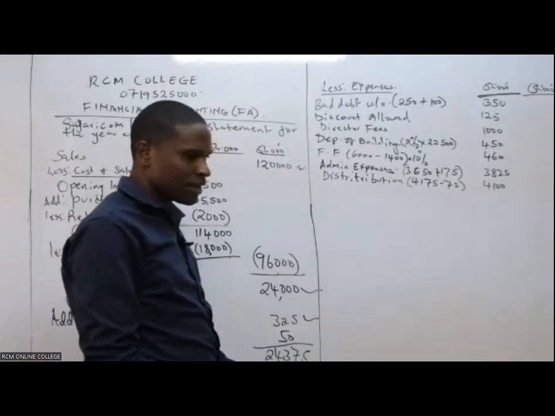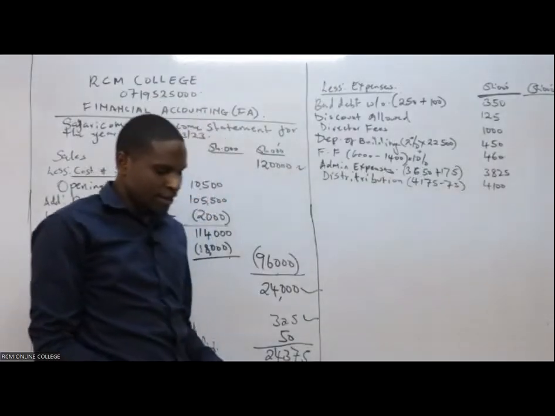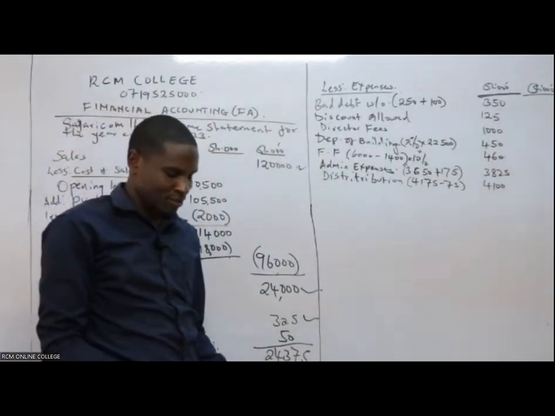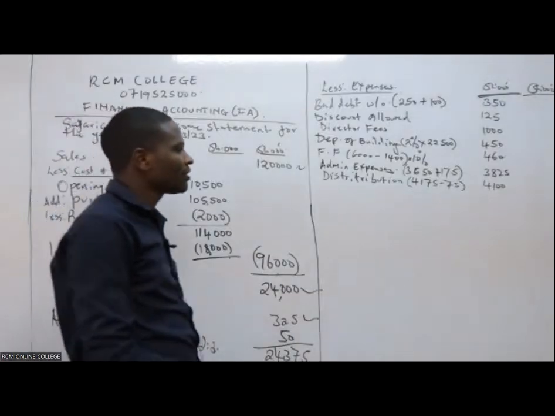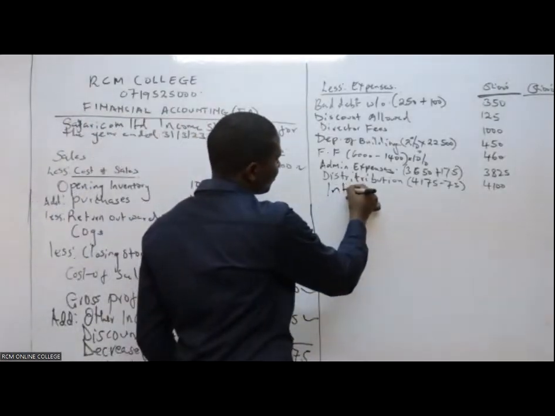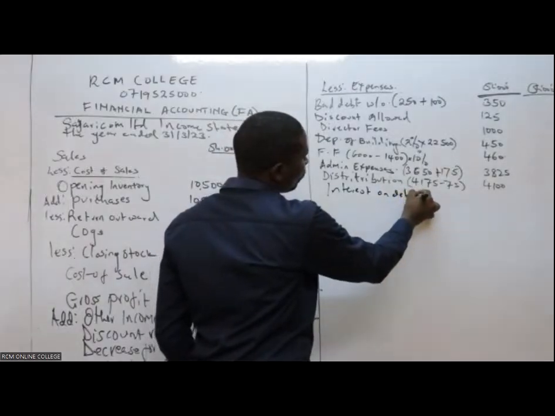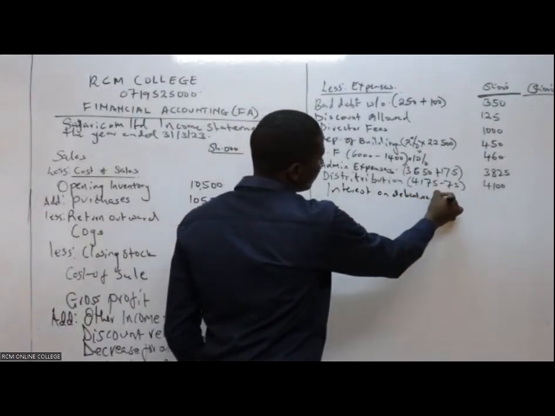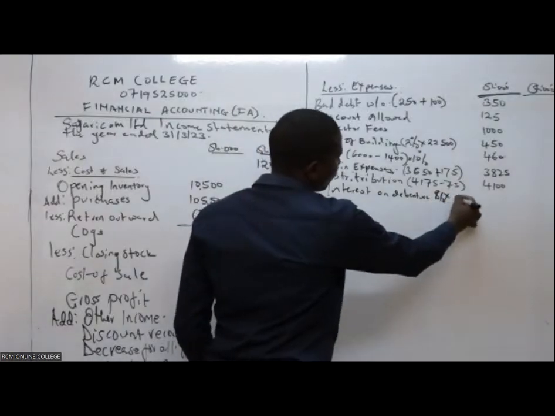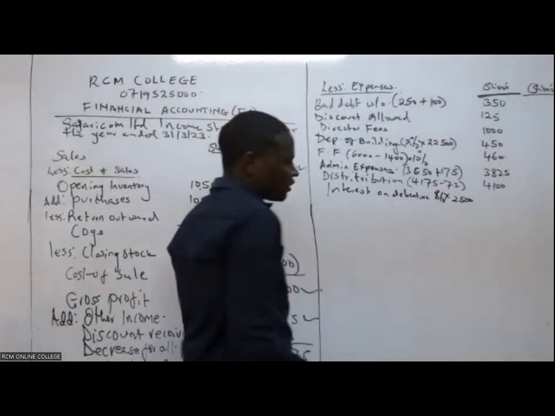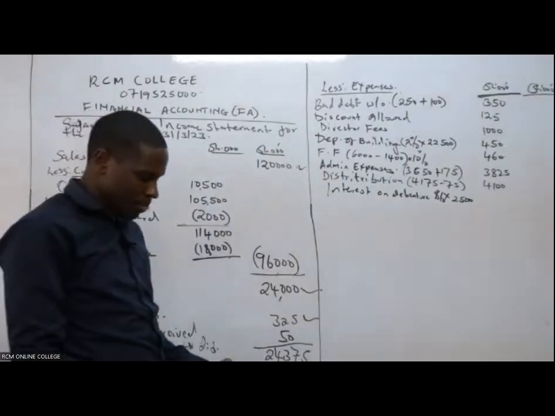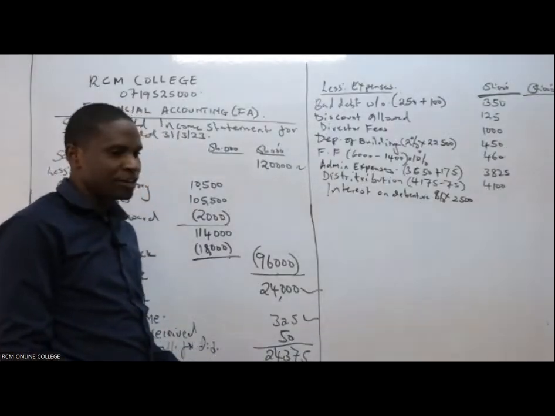Then there is additional information telling us about the interest on debenture. Therefore, we have to compute interest on debenture. Interest on debenture, that is an expense. If you look at the debenture in the trial balance, it is 8% of 2500. 8% of 2500 unapata ngapi?